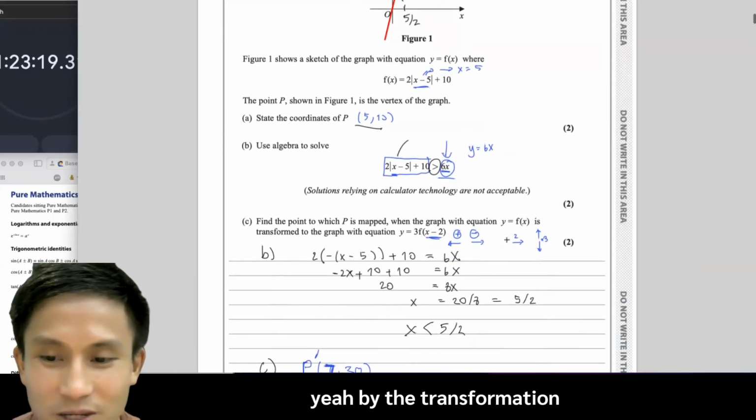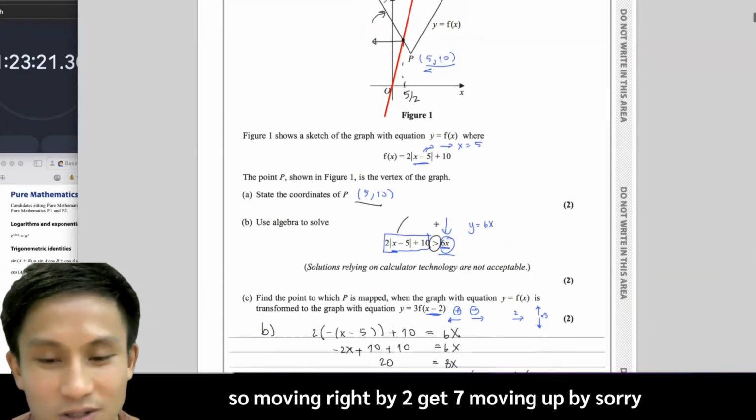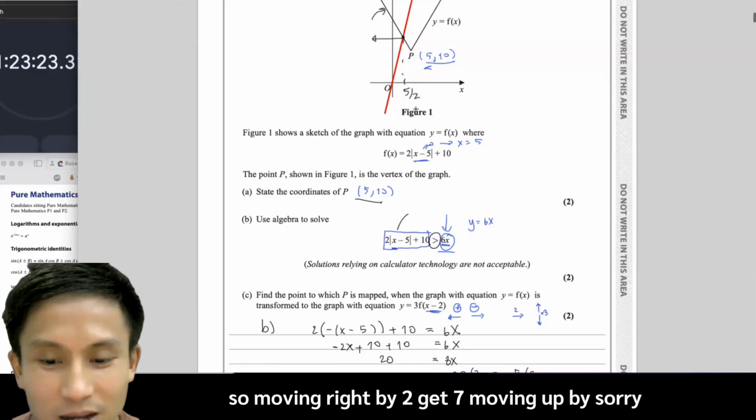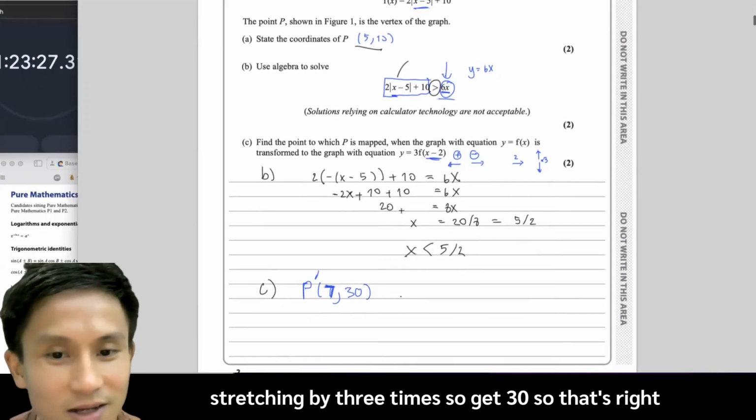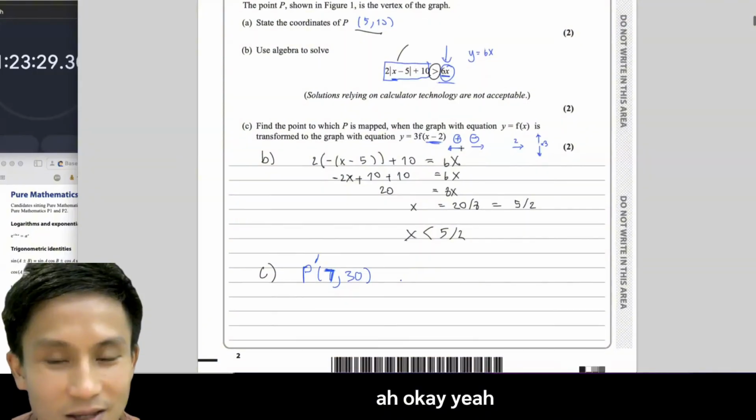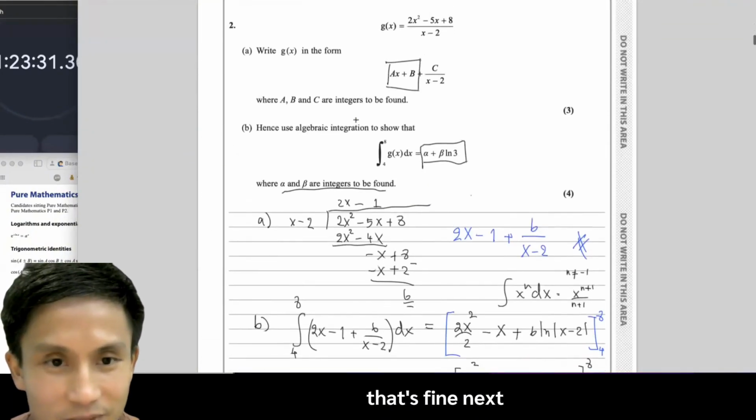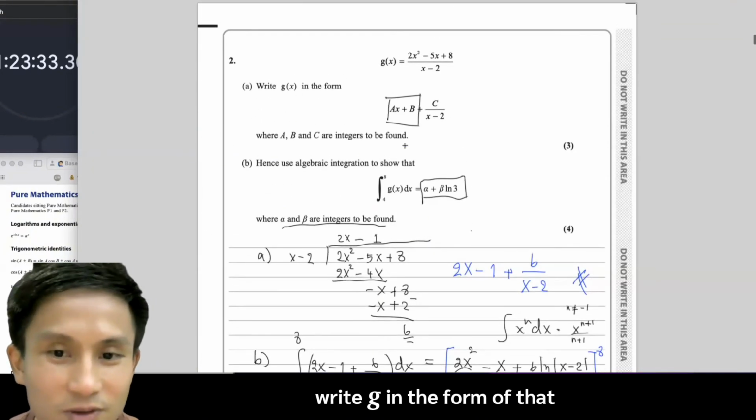Yeah, by the transformation. So moving right by 2, get 7. Stretching by 3 times, so get 30. So that's right. Okay, yeah, that's fine. Next, write G in the form of that.